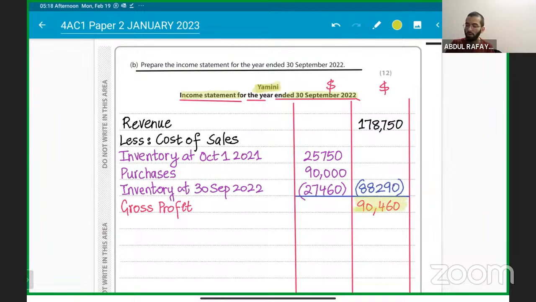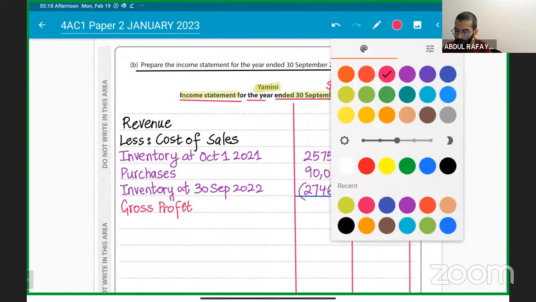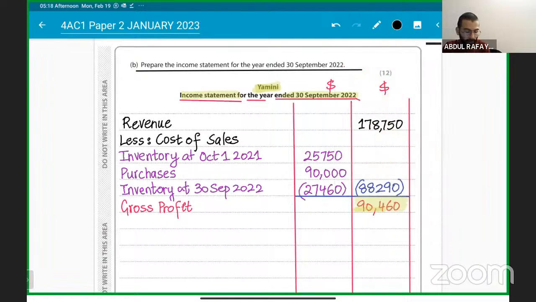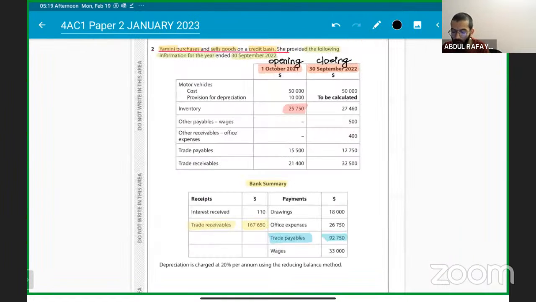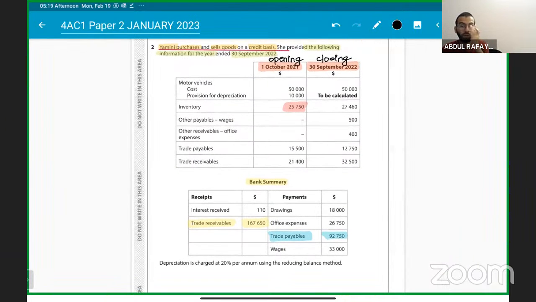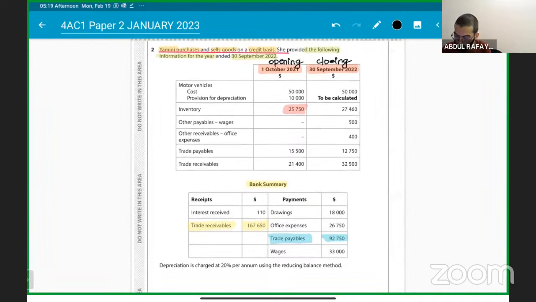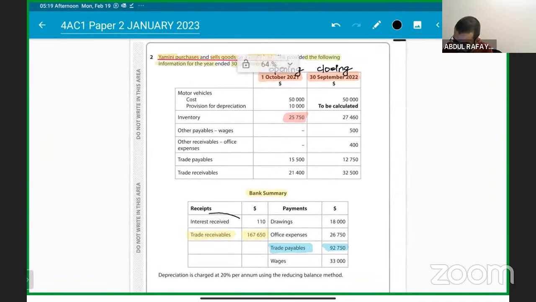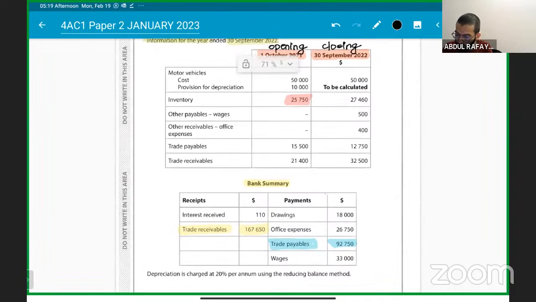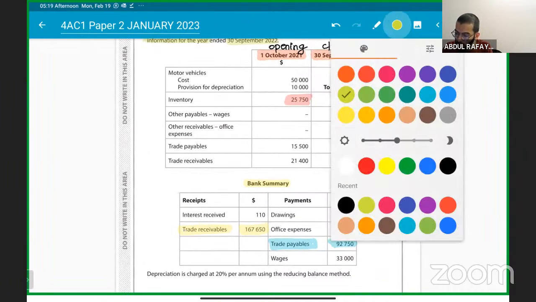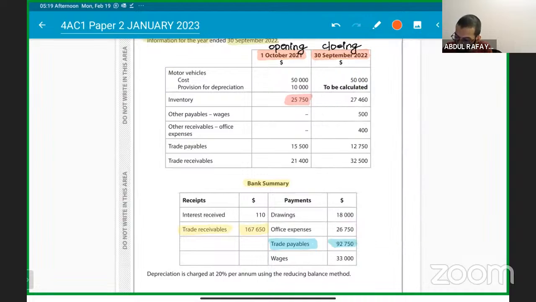Clear? So we have got the gross profit here, 90,460. Now comes the important part: do we have some other incomes, like commission received, discount received, decrease in provision? In this case, we have interest receivable, interest received. Let's again do the same thing: what information we have used and what we haven't used. We have used this information, and this information as well, clearly.